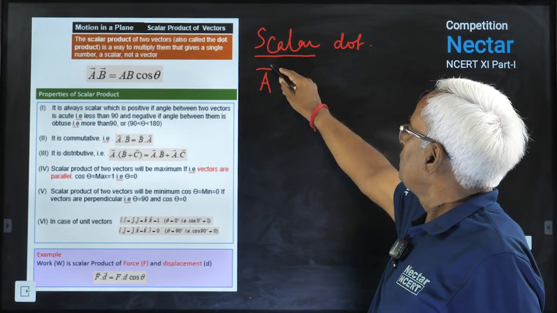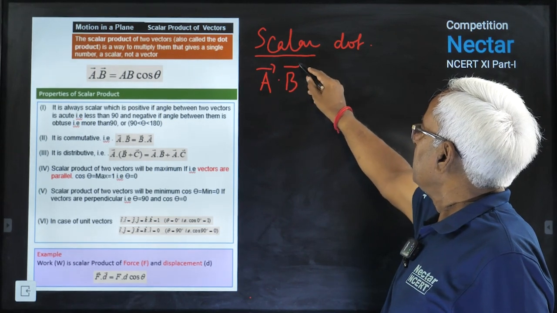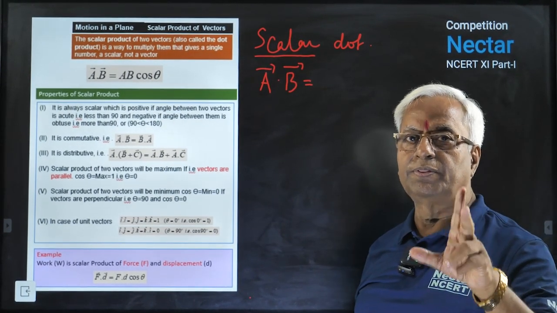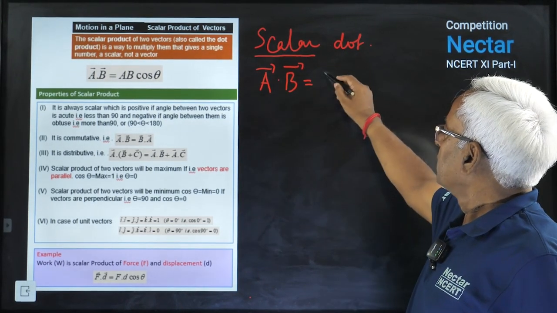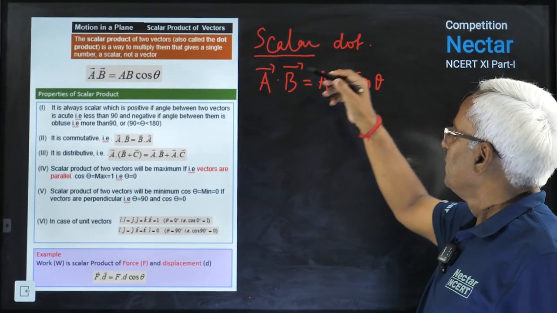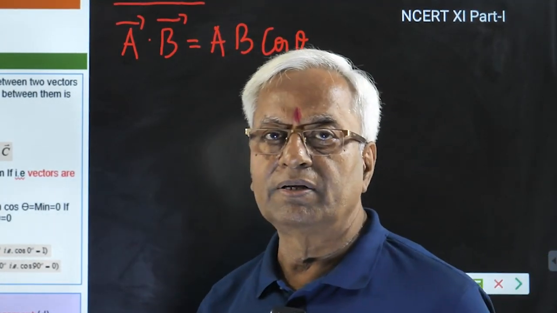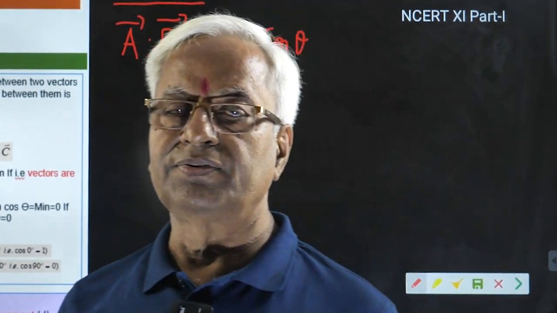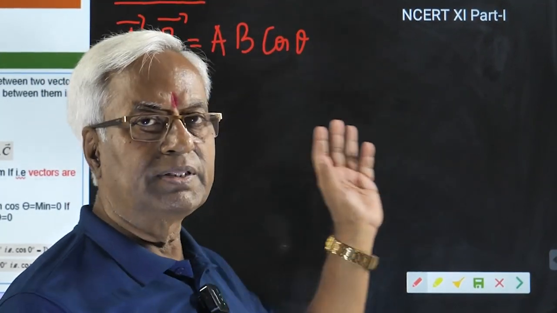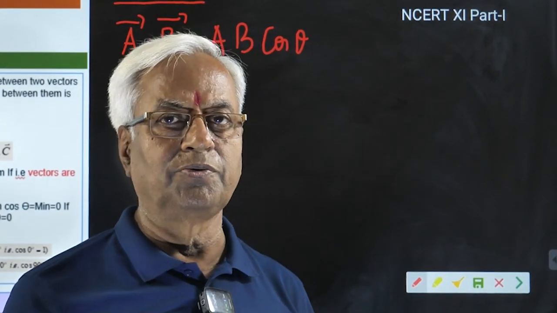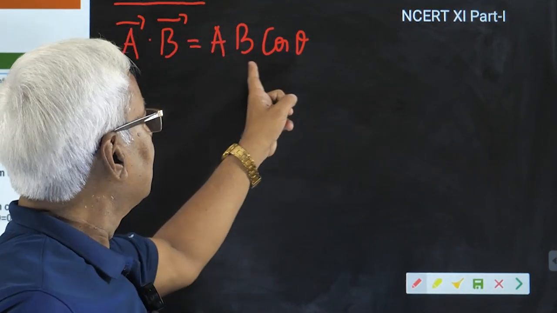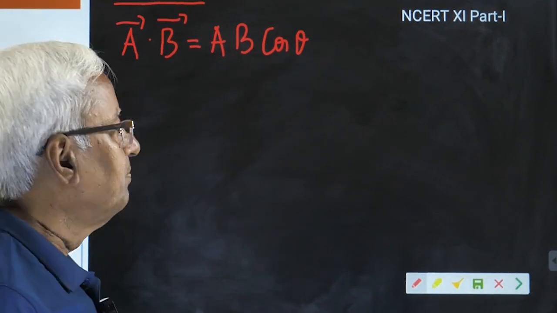When you multiply two vectors A and B by this method, you simply put a dot between them, and the product is going to be AB cos theta. On the right side you do not have any symbol of vector, which means the right side has no direction. So this is the method in which we multiply two vectors and get a scalar. The product does not have any direction.